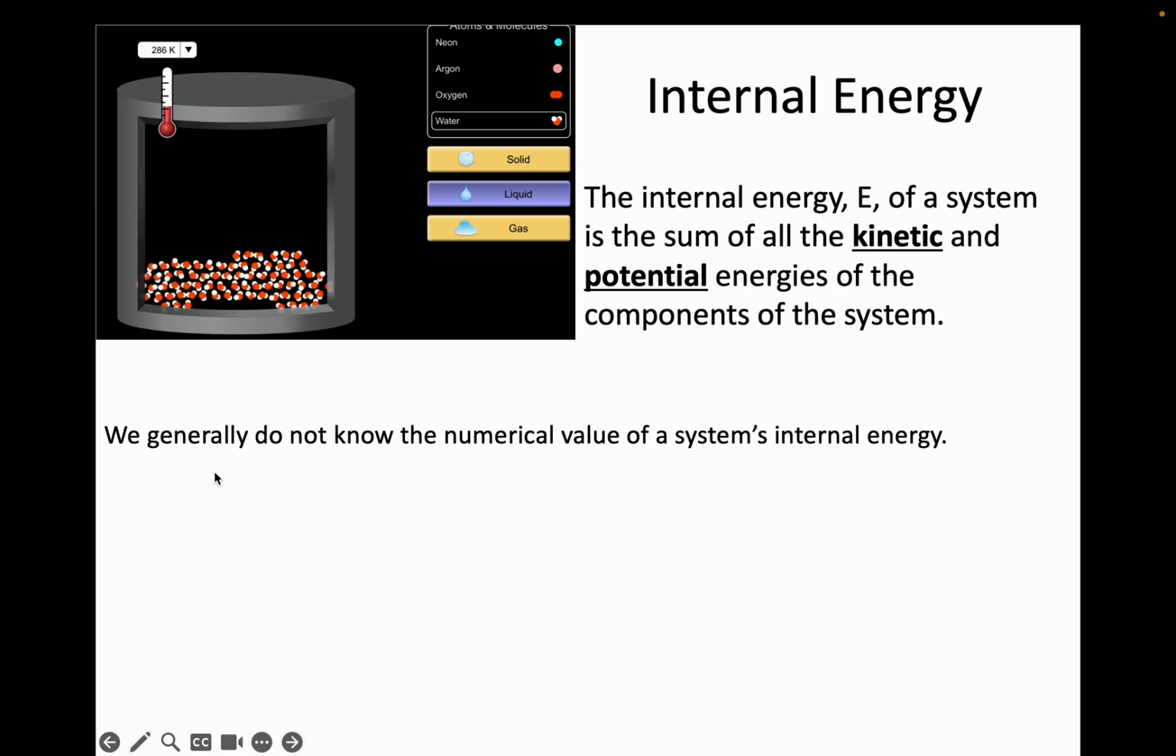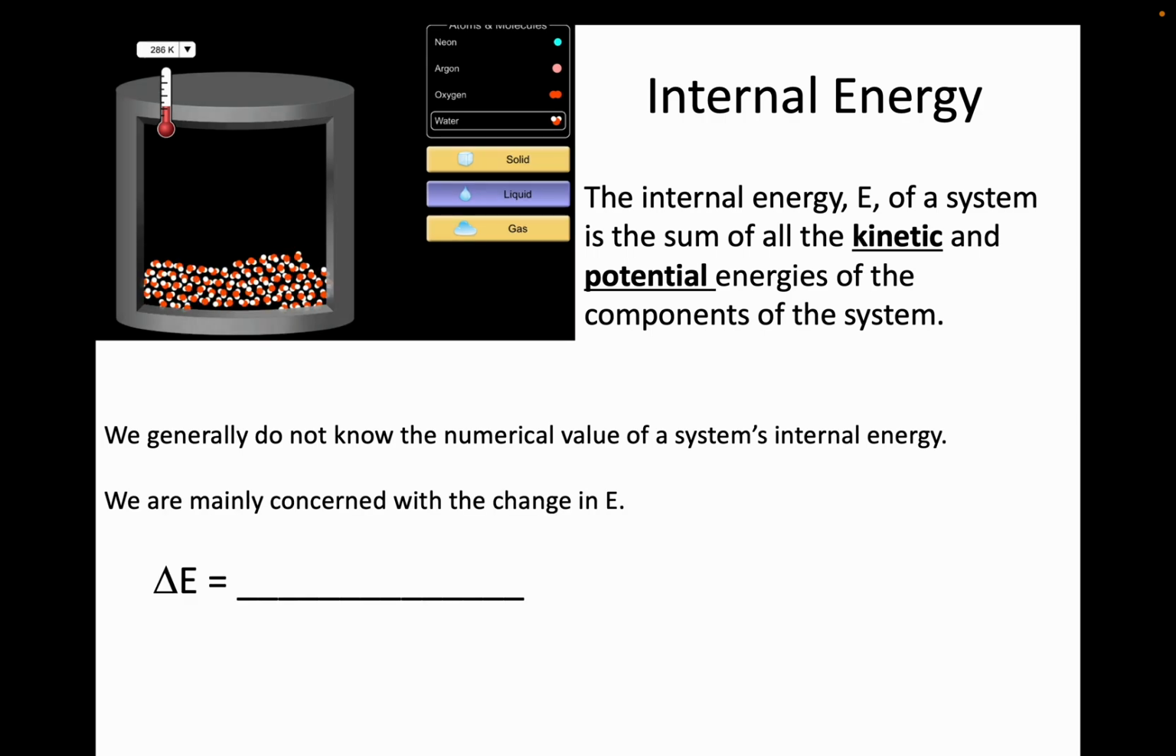Now, we have this comment: we generally do not know the numerical value for the internal energy. This would be really difficult to calculate because all the particles are in motion, their positions are changing. So instead of trying to say a specific value for the internal energy, we're mainly concerned with how it changes. So delta E, which means the change in internal energy, is something we can calculate. We can ask the question, what is the final internal energy minus the initial internal energy? Oftentimes in this chapter, we're going to set up expressions like that. We're going to be interested in the final state minus the initial state.